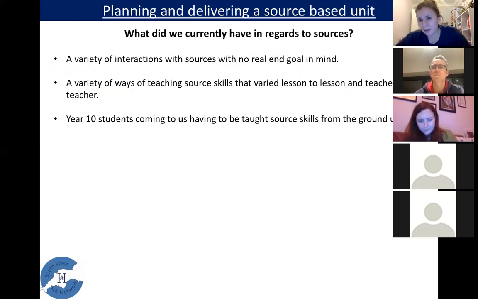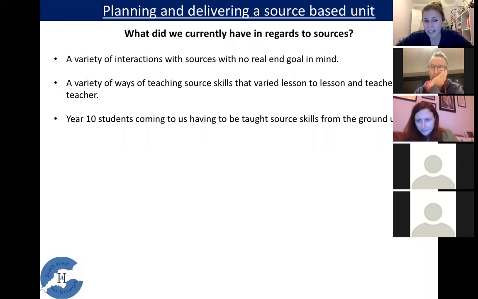What do we currently have? A real variety of interaction with sources, and there was no real end goal. Just because we're historians, we'd included sources in our schemes of work, and I'll show you some examples of our slides in a minute. We had a variety of ways of teaching sources. We weren't a school that follows nature, origin, purpose or anything like that. I think we're quite a creative team, so we don't like being hemmed in by things like that. That's not to say it doesn't work, but for us as a group, it wasn't particularly our style.